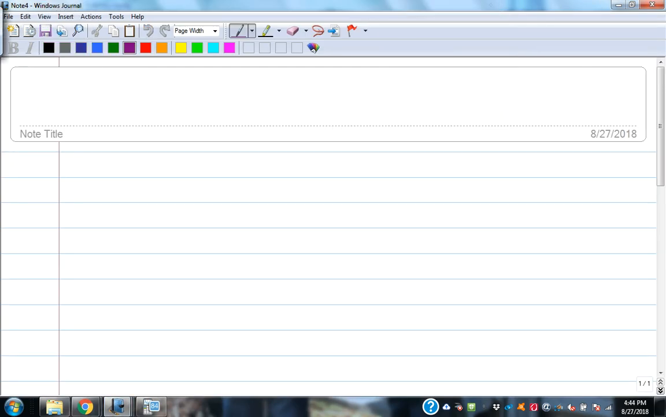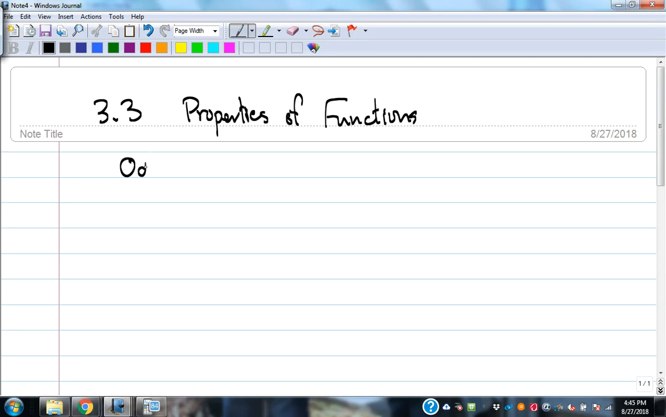All right. Still dealing with functions. All of chapter 3 is about functions. 3.3 is properties of functions. When we're dealing with functions, one of the things that we want to be able to decide in the college algebra class is if it's an odd or even function.